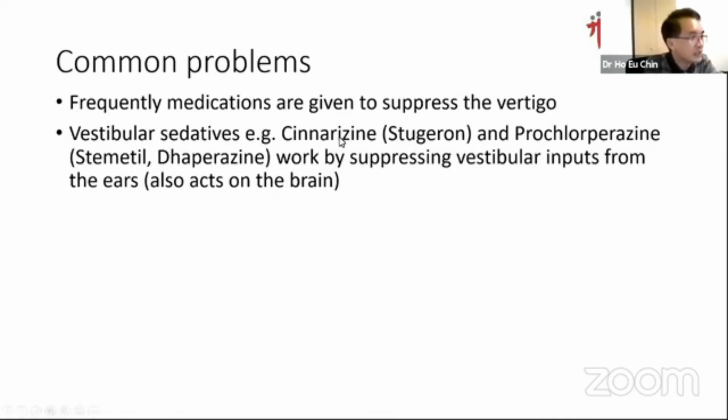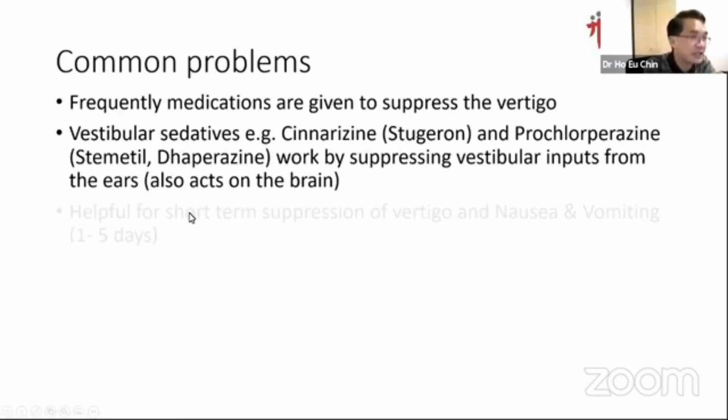And the common one would be something called Stugeron. Some of you may have taken it. And the actual name is called cinnarizine. And the other one is prochlorperazine. It's quite a long name, so the common other names would be like Stemetil or Dapazine. And both of them work by suppressing the vestibular input from the ears. And to a certain extent, they also act on the brain as well.